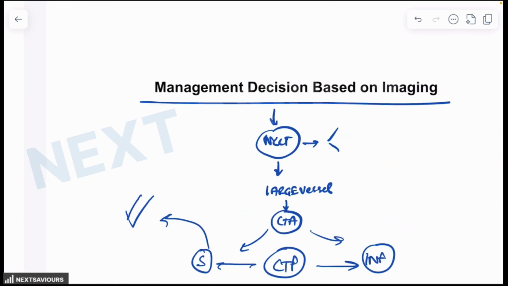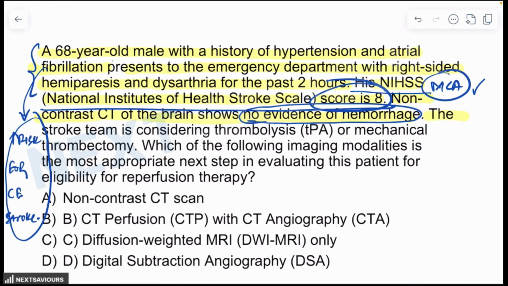So if you go back to the question: the stroke team is considering thrombolysis or mechanical thrombectomy, which of the following imaging modalities would be the most appropriate next step in evaluating this patient based on the eligibility for reperfusion therapy? So obviously now you can very clearly identify that option number 1 is not the correct answer, because non-contrast CT scan alone is just for the identification of hemorrhages. So it is already done to rule out the hemorrhage.